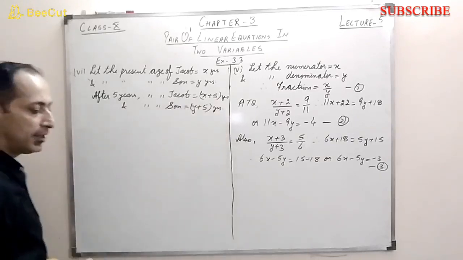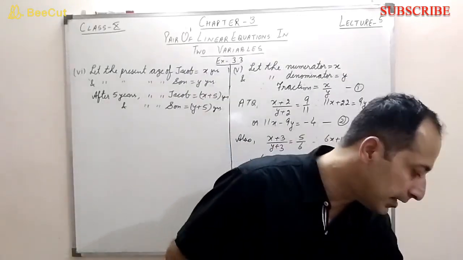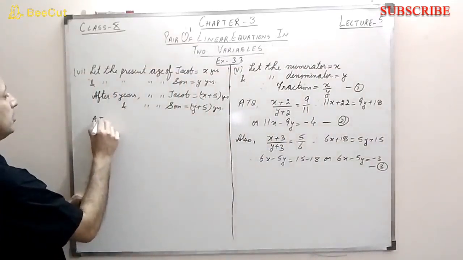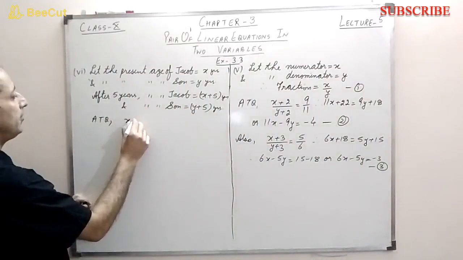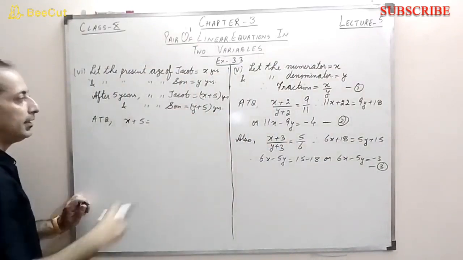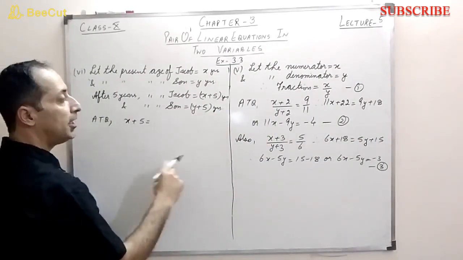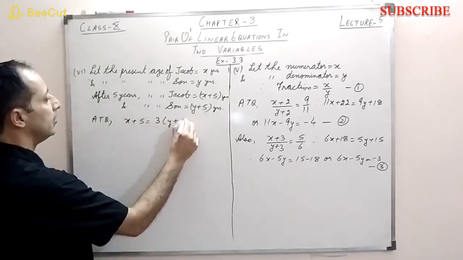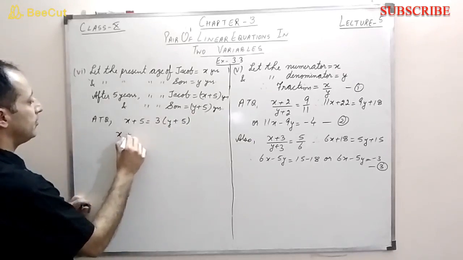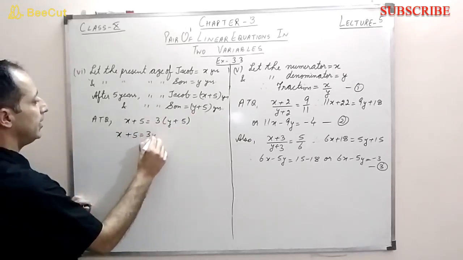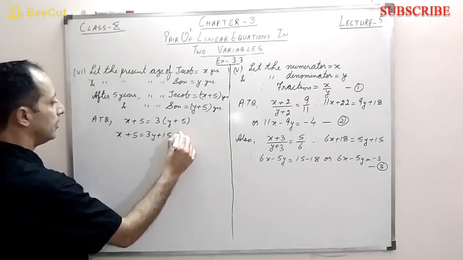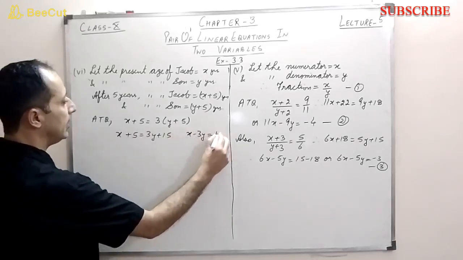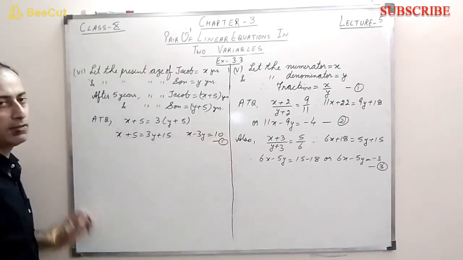Now, what is the condition given? That the age of Jacob is 3 times that of his son. So according to the question, x plus 5, since his age is 3 times this, I have to multiply this by 3 to make them equal. I'll simplify: x plus 5 equals 3y plus 15. Therefore, when I transform, I get x minus 3y equals 10. So this is my first equation.